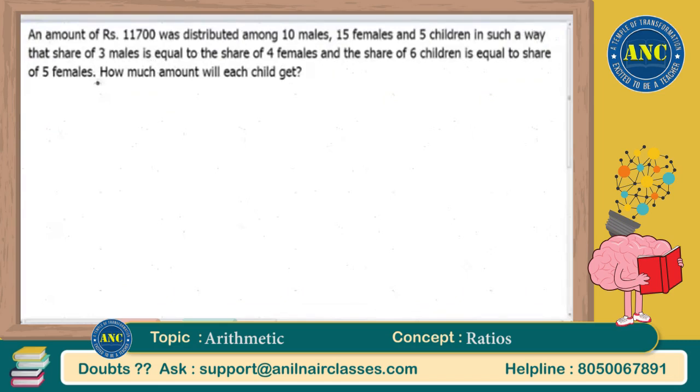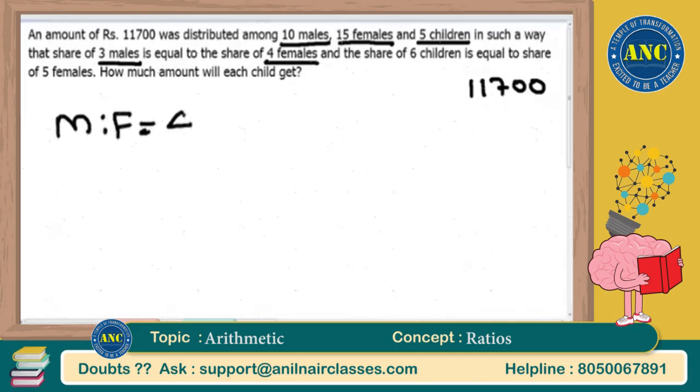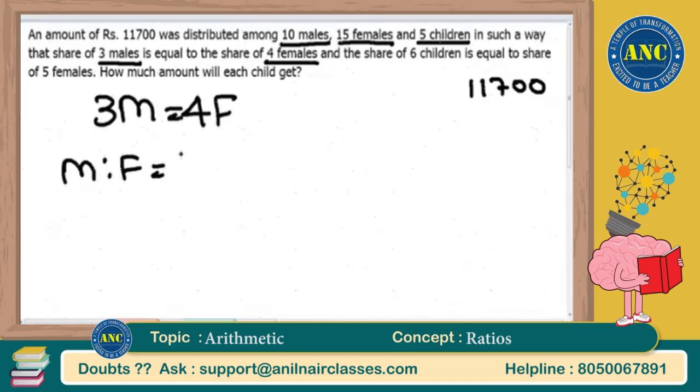The question says, an amount of 11,700 was distributed among 10 males, 15 females, 5 children in such a way that the share of 3 males is equal to the share of 4 females. That means male is to female is 4 is to 3. Sorry, where it is, share of 3 males is equal to 4 females, right? That means male is to female will be 4 is to 3.